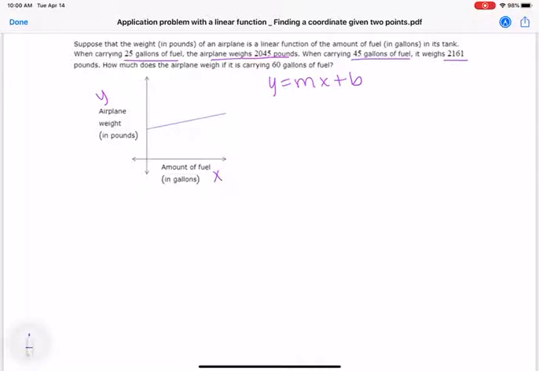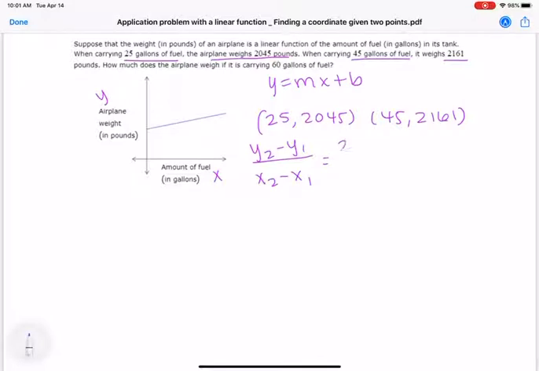So if the fuel is x, we have 25, 2045. And then the second ordered pair, it looks like 45, 2161. So we can just put that into y2 minus y1 over x2 minus x1. So I have 2161 minus 2045 over 45 minus 25.